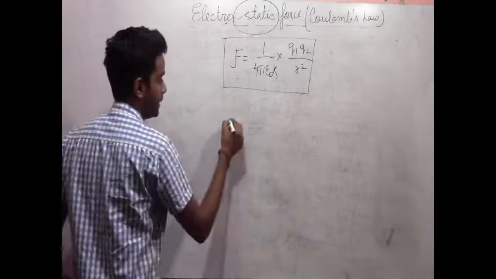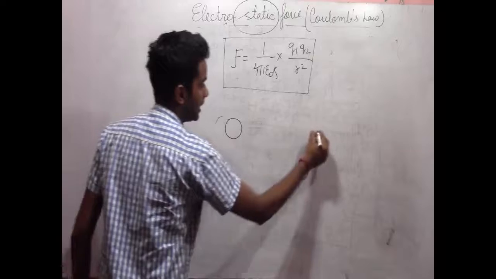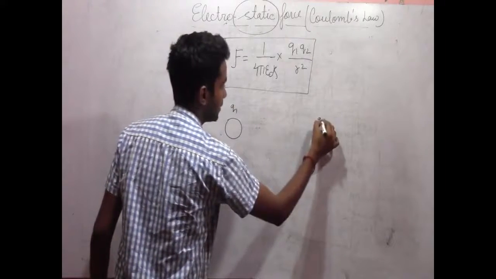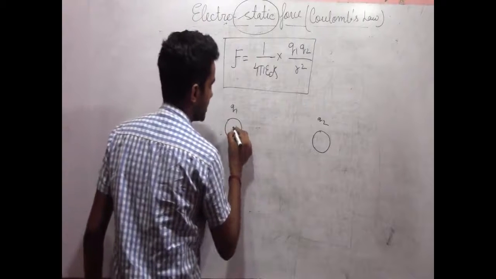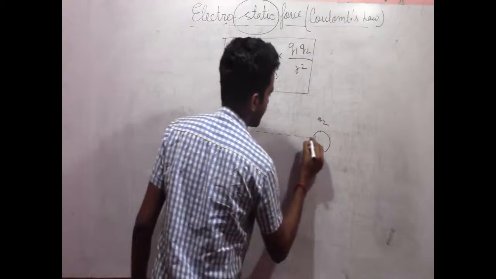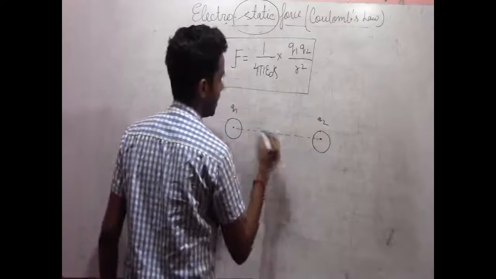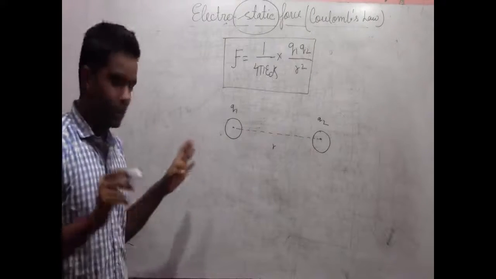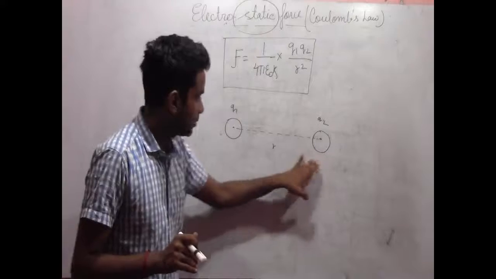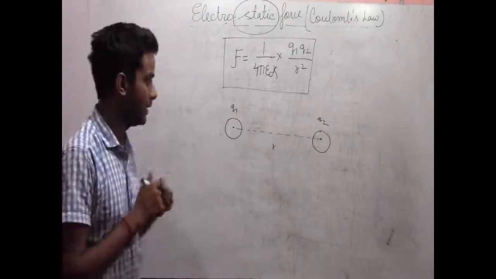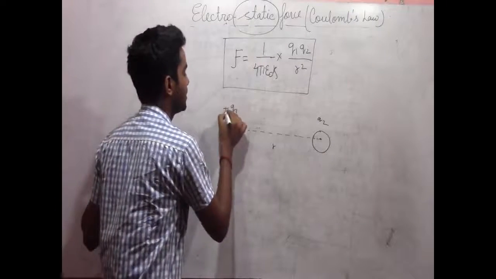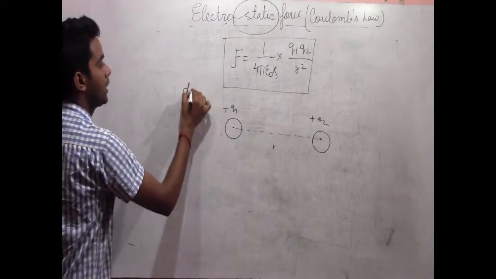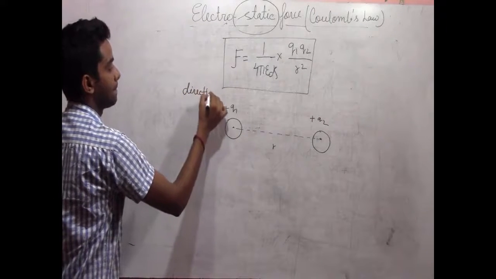This is your charge Q1 and this is your charge Q2. The distance between the charges is R. Then you know very well there will be an electrostatic force between them. Suppose this is plus Q1 and this is plus Q2. I am going to describe how you can calculate the direction.